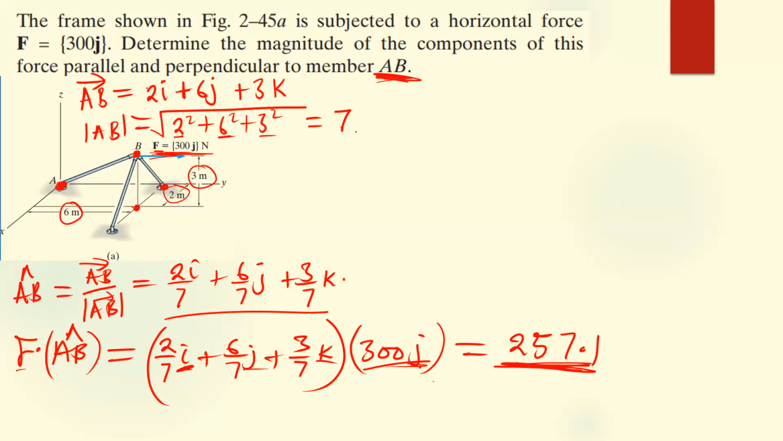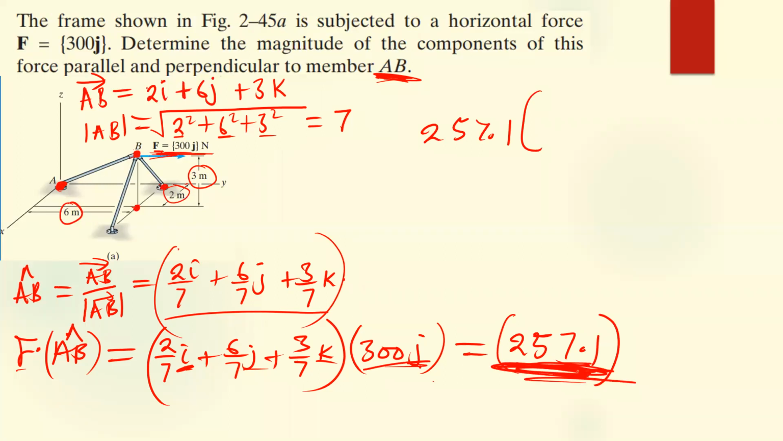Then how do you find the perpendicular? The way you find the perpendicular is you first multiply the quantity you have found, 257.1, with the unit vector again, so that you get the vector quantity of this same force along the member AB. So you multiply this 257 with the unit vector.